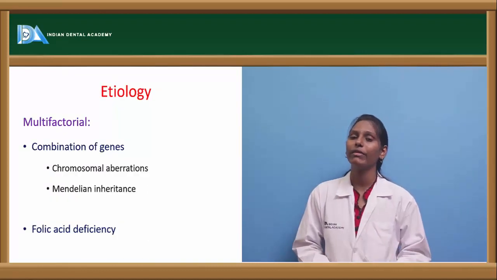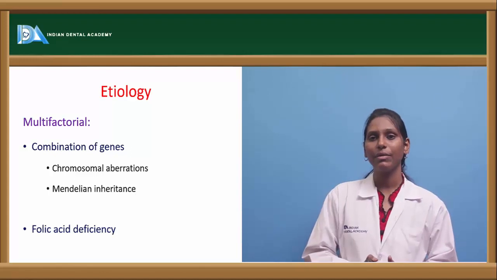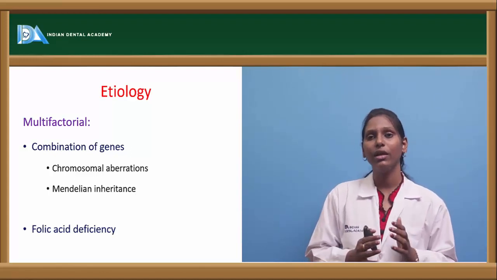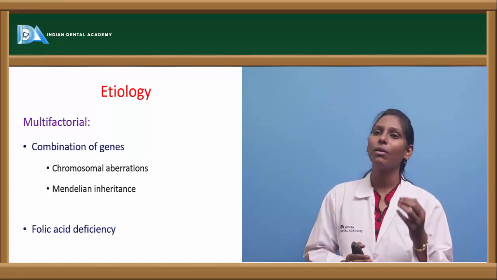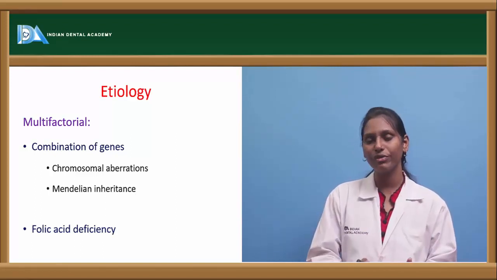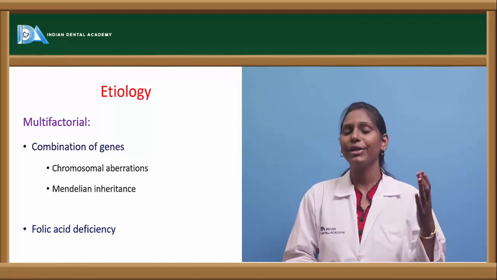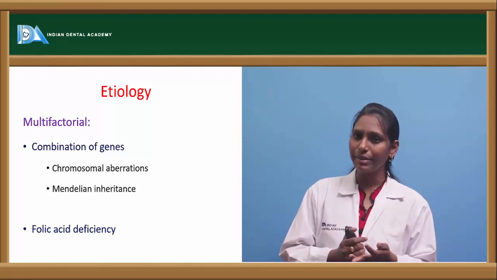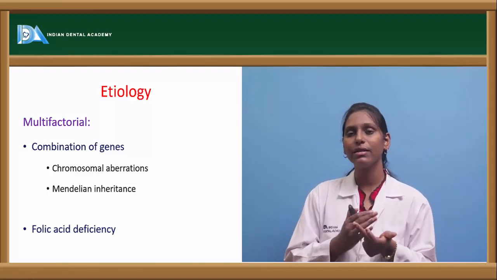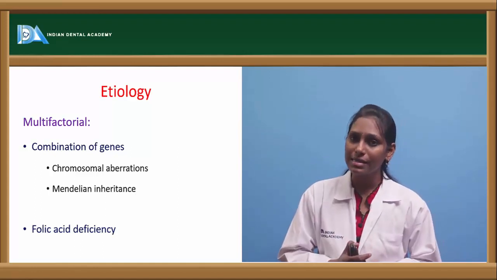Coming back to developmental anomalies, we have various etiological factors. It is multifactorial in origin. The most common one is a combination of genes, that is, mutations of the genes. It could be genetic in nature or familial in nature. Because of these genetic issues, there could be either chromosomal aberrations or Mendelian inheritance leading to these anomalies of the face. Another one could be folic acid deficiency.